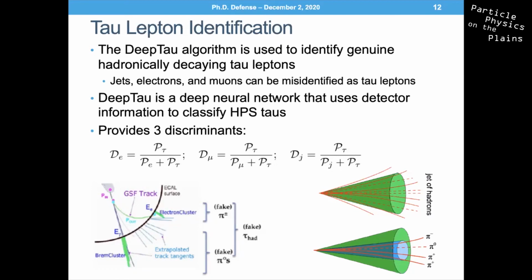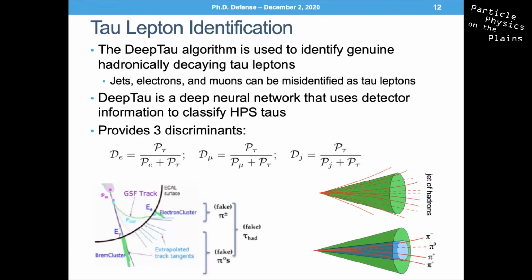So what you see is an electron radiates away a photon at the bottom left, and this gets identified as a neutral pion. And then the electron itself deposits some energy in the ECAL and the HCAL, and this gets identified as a fake charged pion. These two together end up giving you a 1-prong pi0 tau decay. Then on the right-hand side, this is how a jet would fake a hadronically decaying tau.